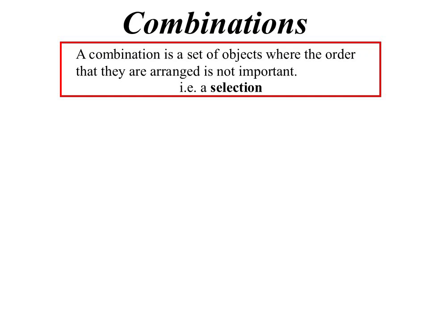Let's now look at combinations. Now, combinations is still a set of objects, but now we're not actually concerned with how they're arranged. That's no longer important. So it's more a selection of objects rather than an arrangement of objects.